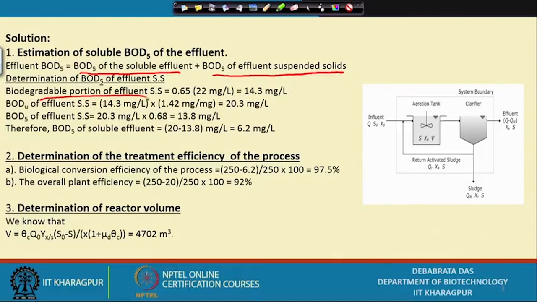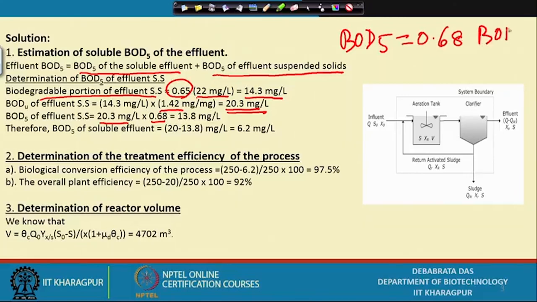Now, the biodegradable portion of the effluent: we have 22 milligram per liter of biological solids, of which 65% is biodegradable. That means biodegradable organic matter is 14.3 milligram per liter. Now, we know that for the oxidation of 1 gram of biomass, we require 1.42 grams of oxygen. So, we can find out how much oxygen will be required for oxidation of the solid material. And then the BOD5 of this material, if you multiply it with 0.68, because we have written in this problem BOD5 is equal to 0.68 into BODU. U means the ultimate BOD, the total BOD that we have. So, we can easily find out the BOD5 of the suspended solid. Then we can find out the BOD5 of the soluble effluent: 20 minus 13.8, that is 6.2 milligram per liter.